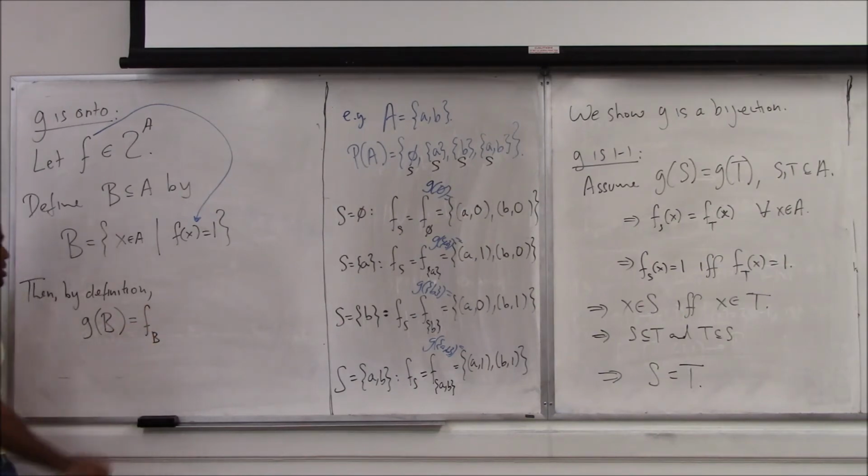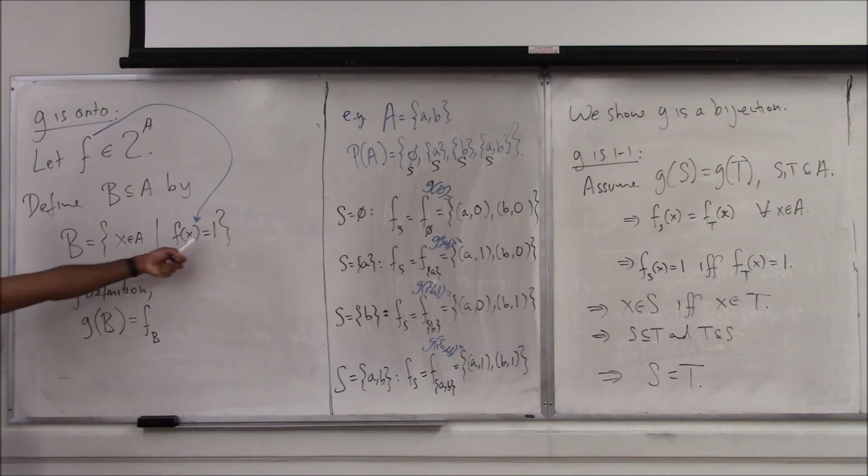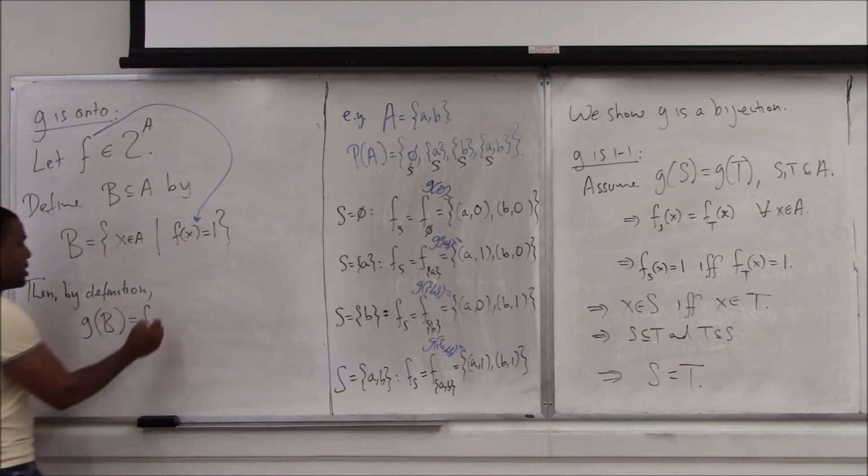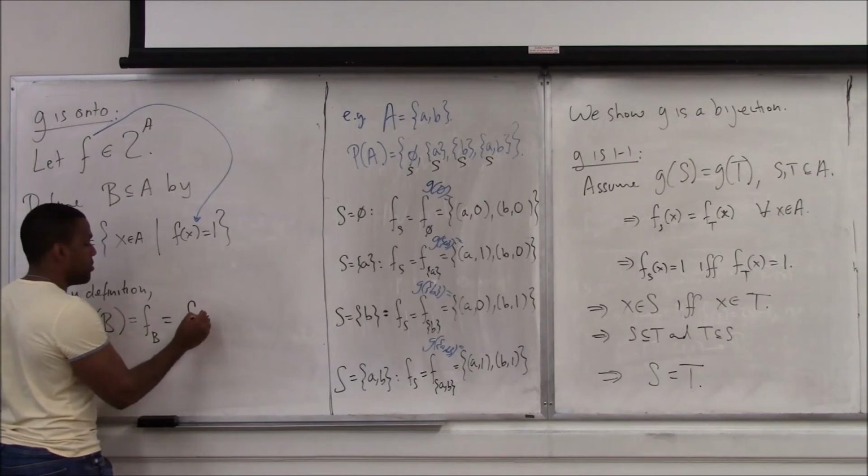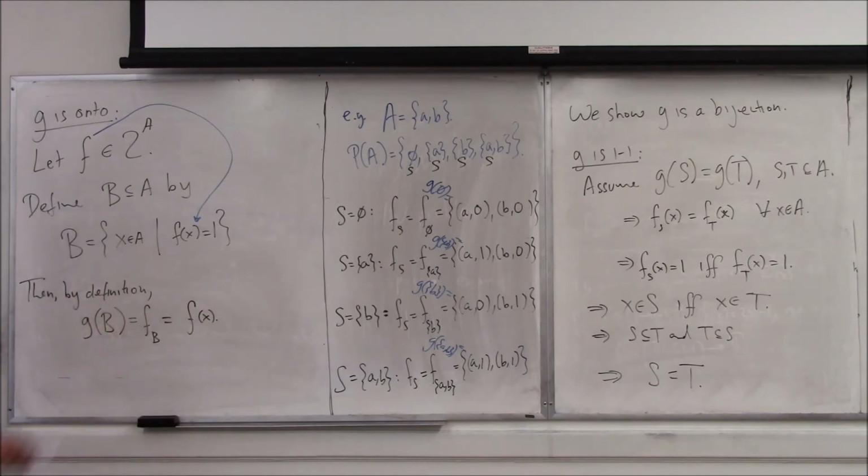g of B is going to be f sub B, but f is the indicator function. It outputs 1 whenever an element is in B, but I constructed B to be all the elements such that f is 1. So that is actually equal to the given function. So no matter who you pick, just pick the subset that has outputs 1 for every element in that set, and that gives you the element in the domain that maps to it.